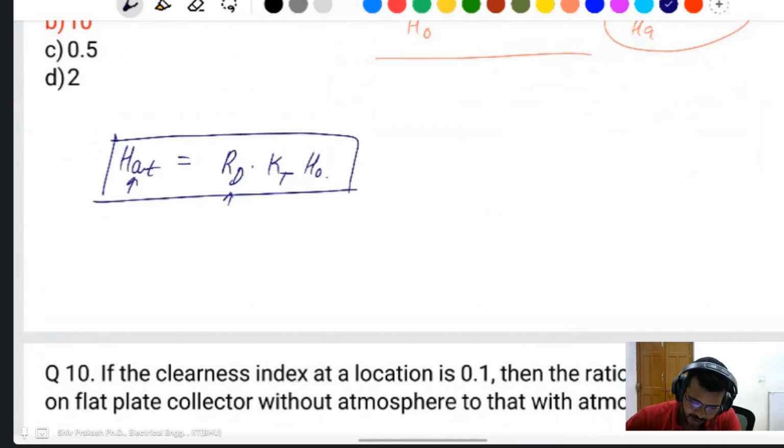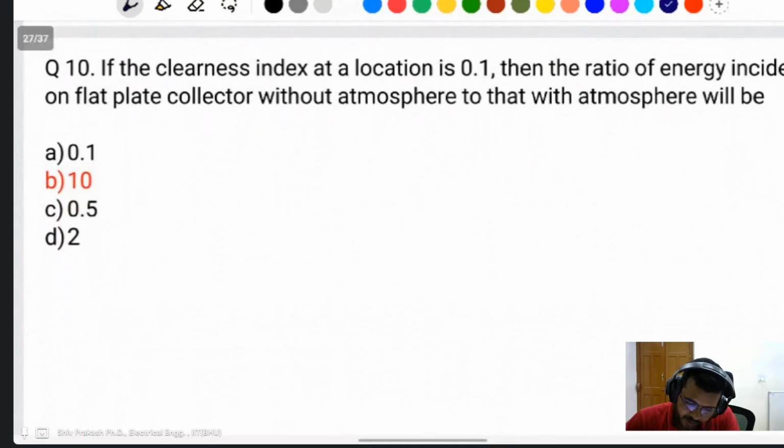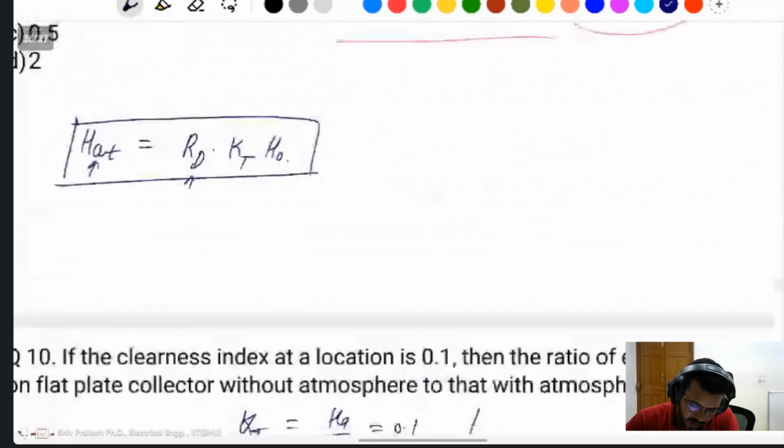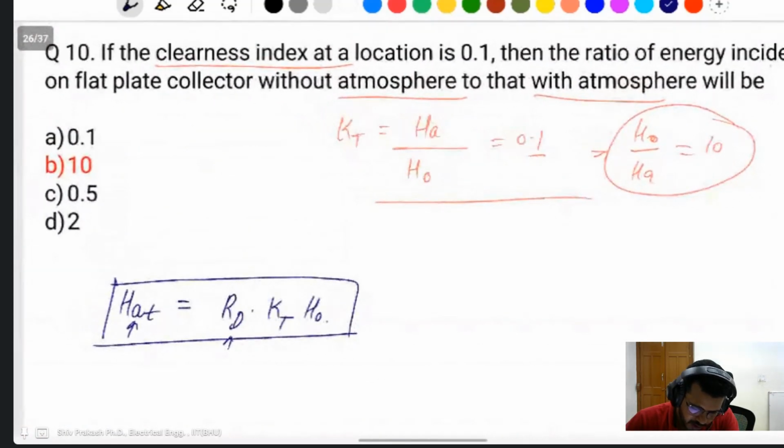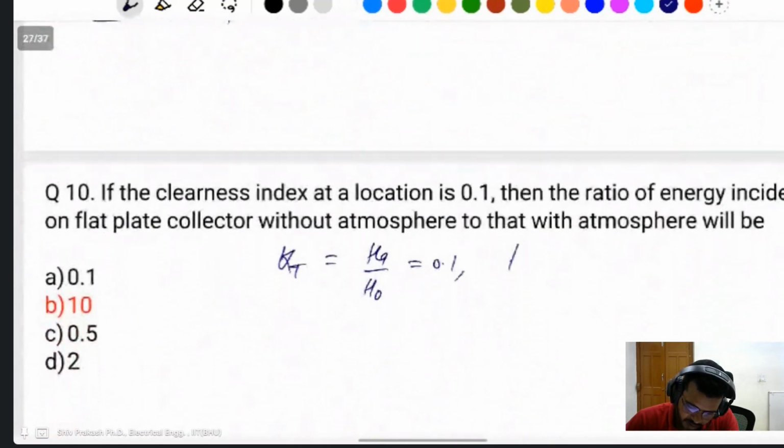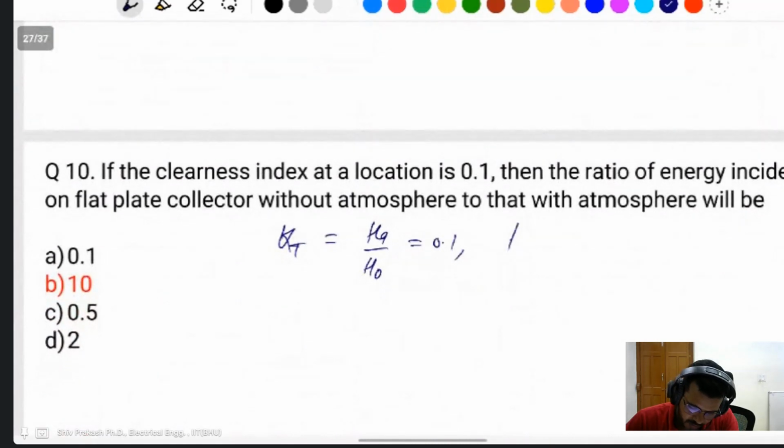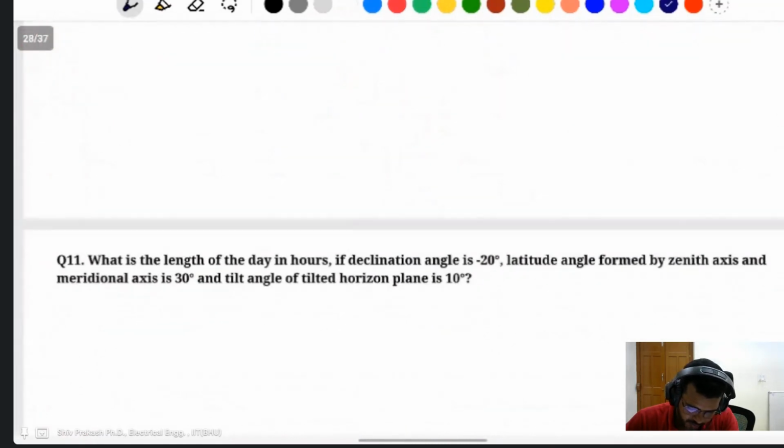Okay, let's go to the next question. Then the ratio of energy incidence, the same thing we will ask about. This will be given as KT, HA divided by HO. It will be 0.1. If you ask the reverse of this one, I think this will be the same question.